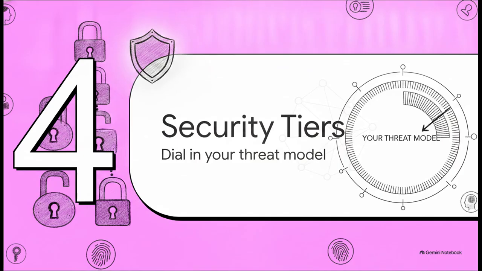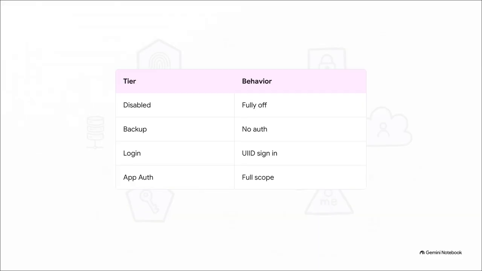Let's jump to Section 4. 4 security feature tiers. Dialing in your threat model. Recognizing that file-based credentials aren't going to be right for everyone, version 2.10 doesn't force a rigid philosophy on you. Instead, it gives you a dial with 4 distinct tiers in your settings. First, there's disabled, where .UIID functionality is just fully turned off for maximum lockdown.